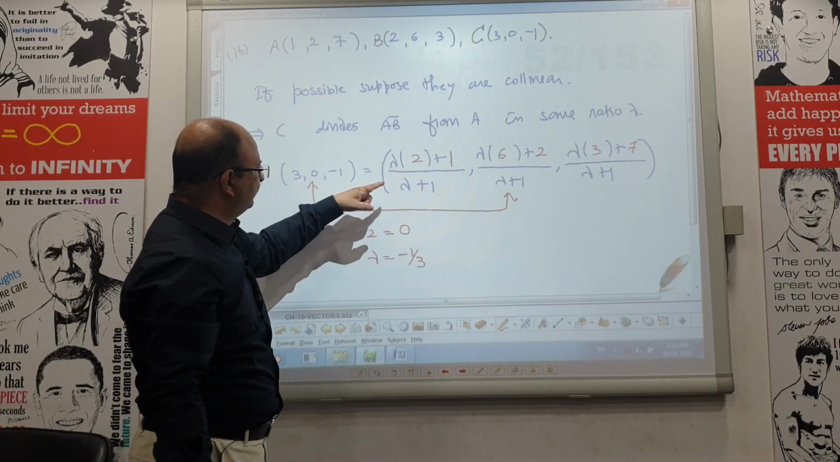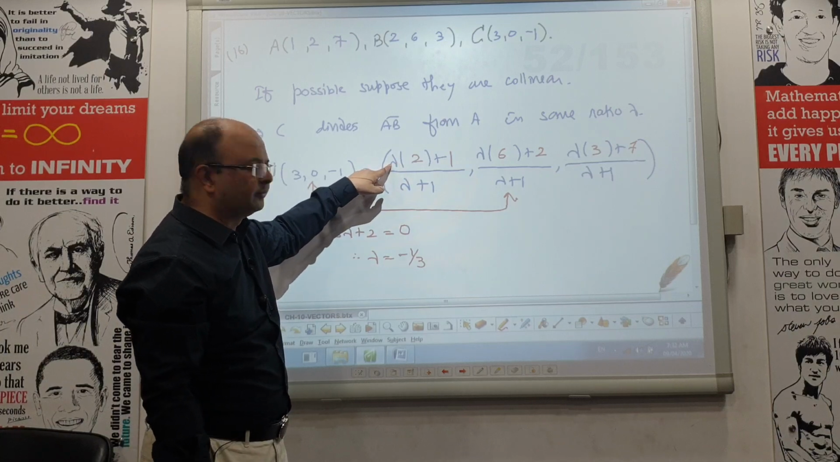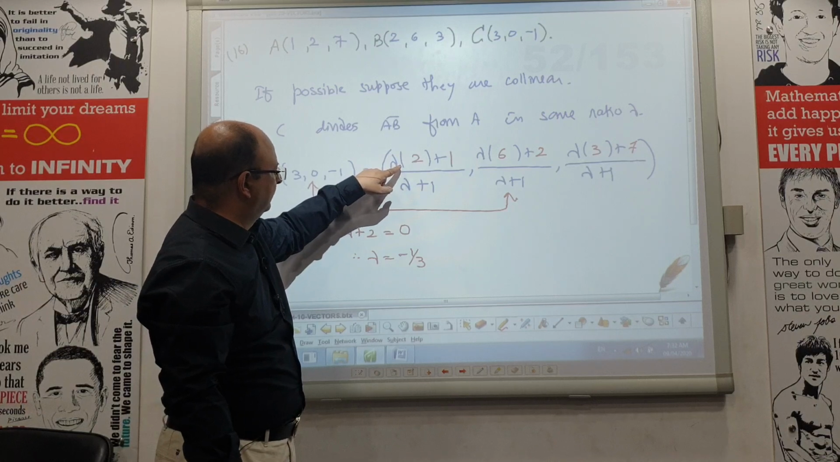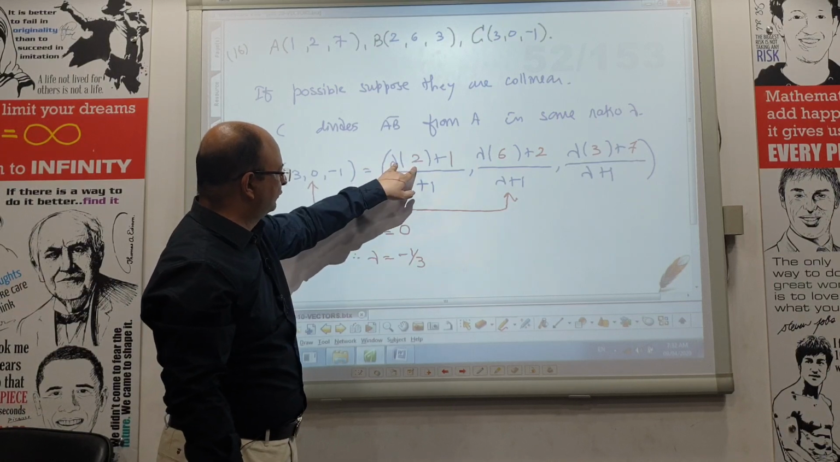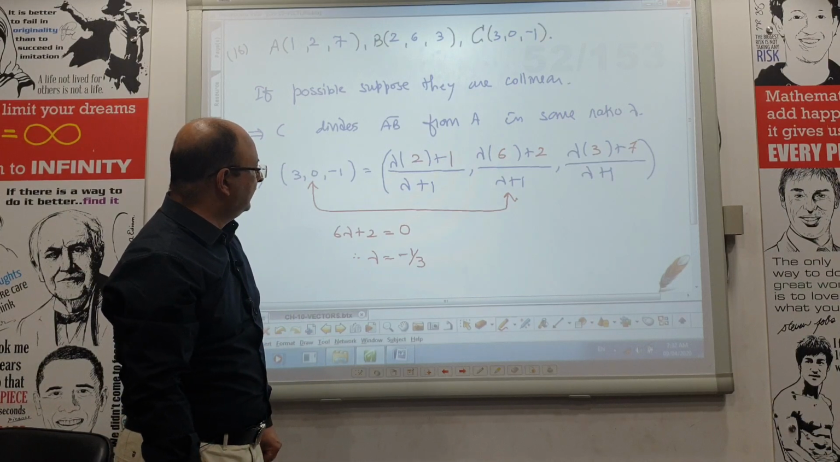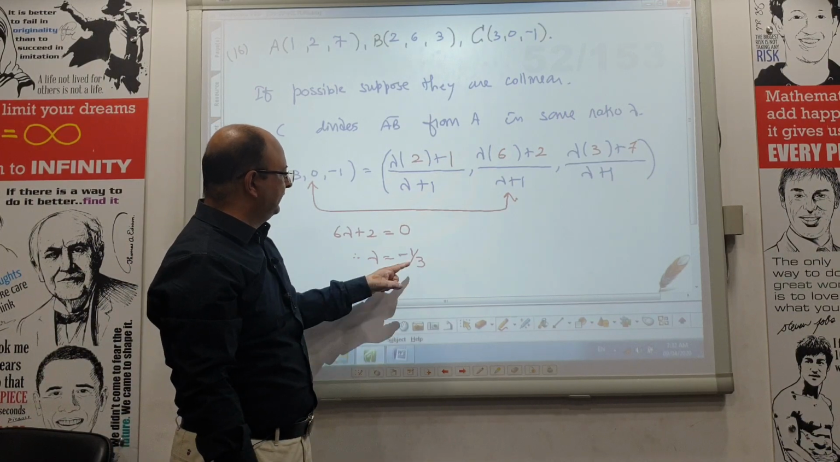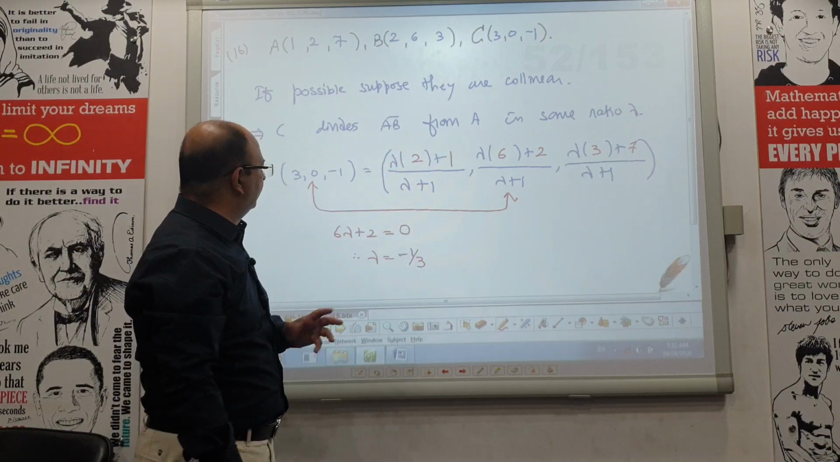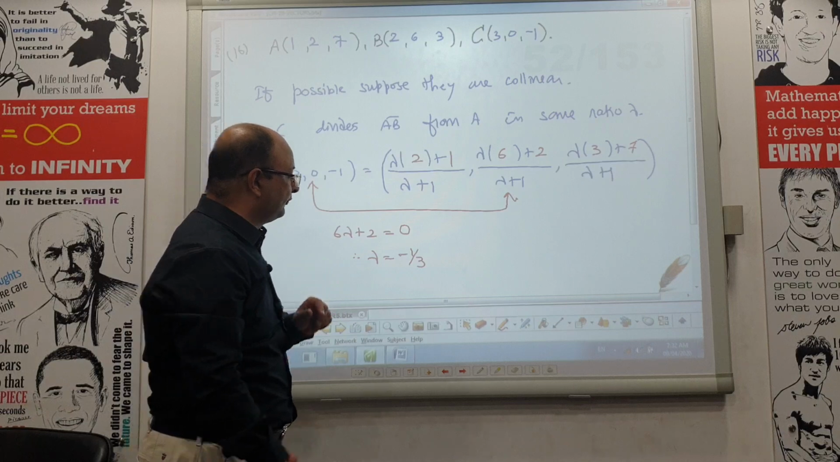Come on. If I put lambda equals minus 1 by 3 here, what is that? Minus 1 by 3 plus 1. What is minus 1 by 3 plus 1? Yeah? You can tell me that it is 2 by 3. Here it will be 1 by 3. And you can verify that this is also 3. Let's go for it. Come on.